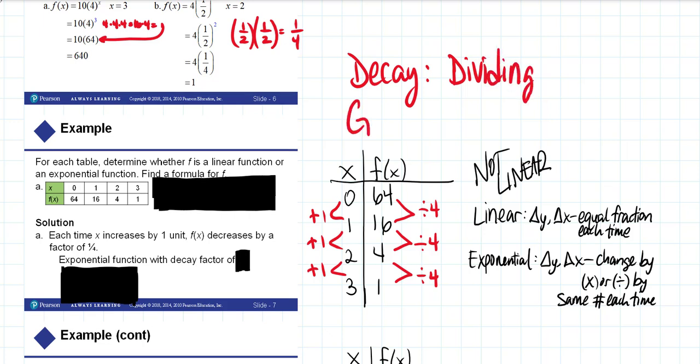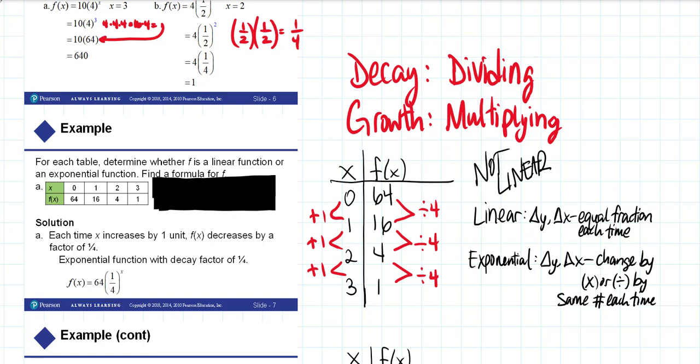And growth, you're multiplying. So it's a decay factor. In this case, hopefully you guys recognize if you're dividing by 4, that would be a 1/4 decay factor. Okay. And then, so they took that 1/4 and they wrote it down.